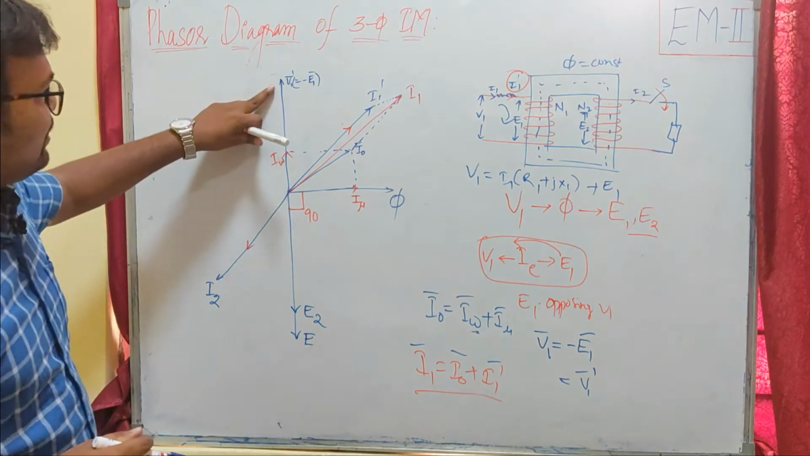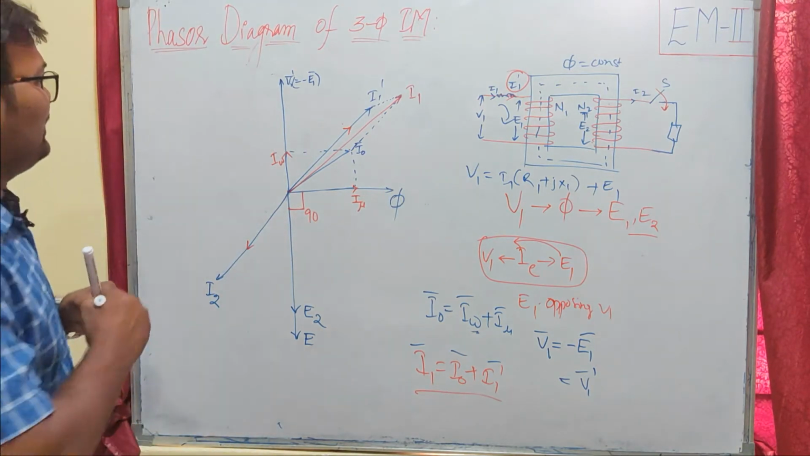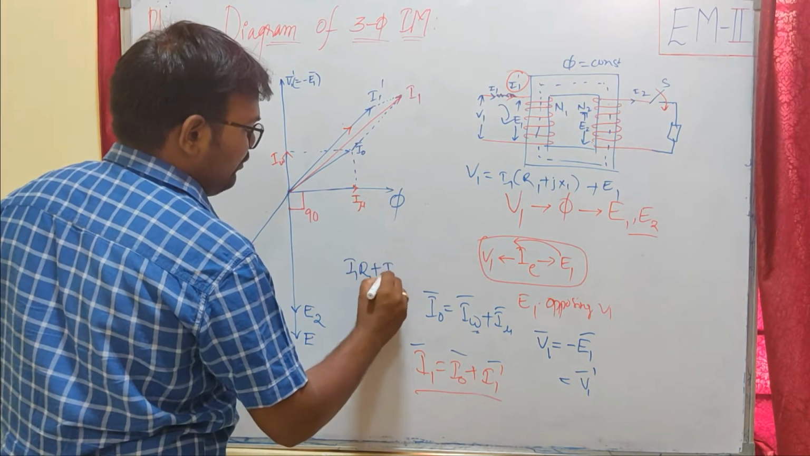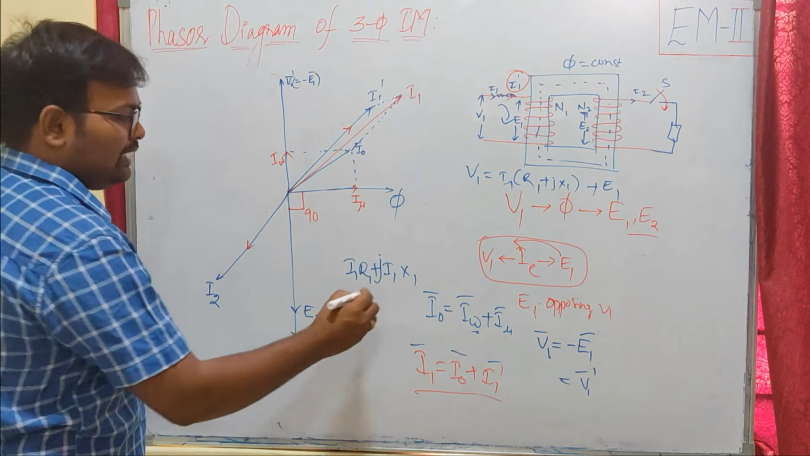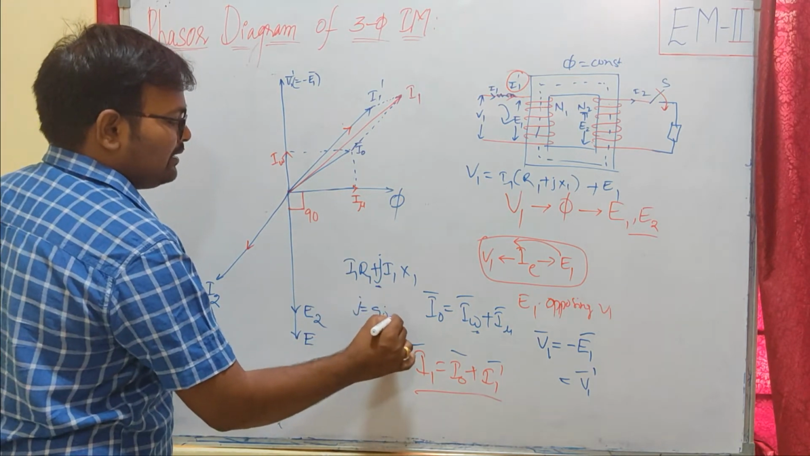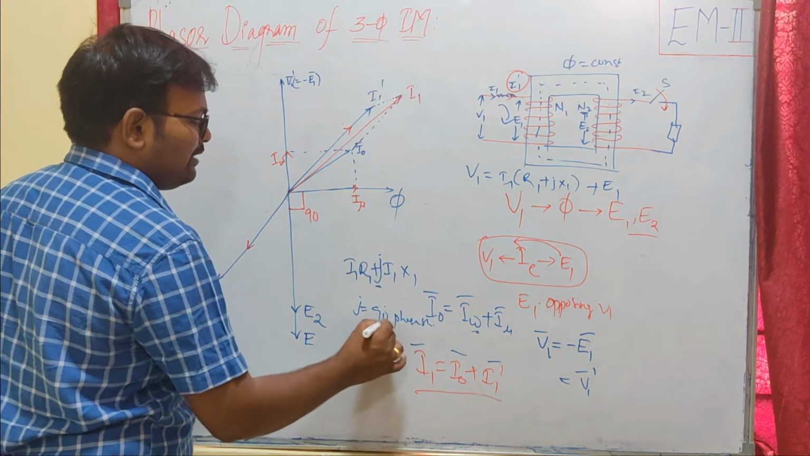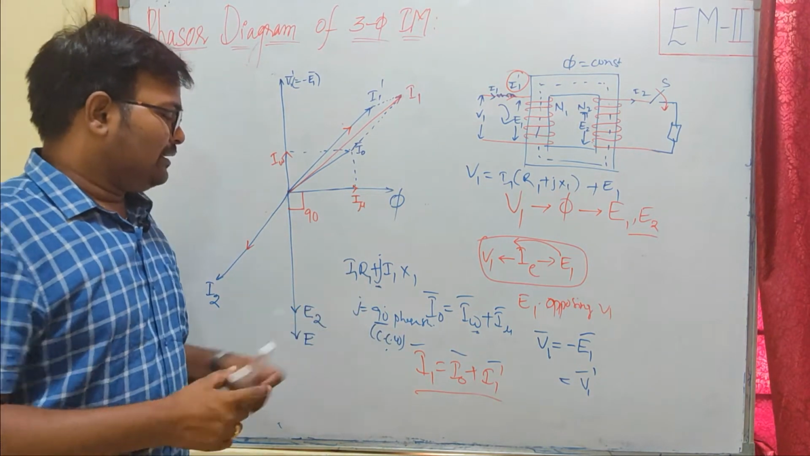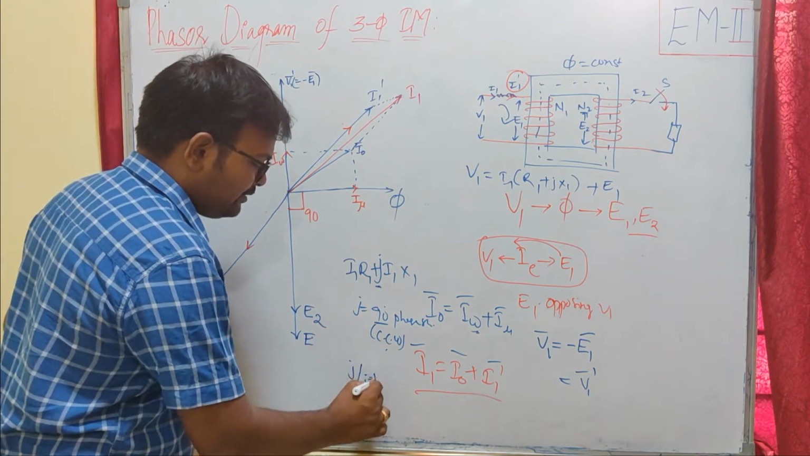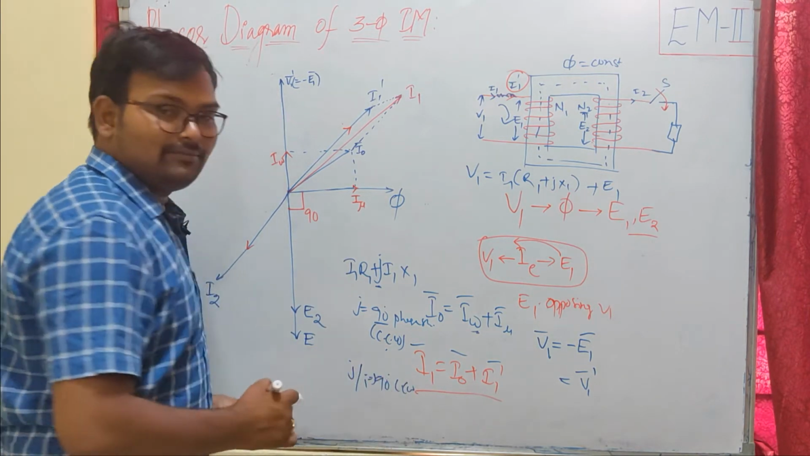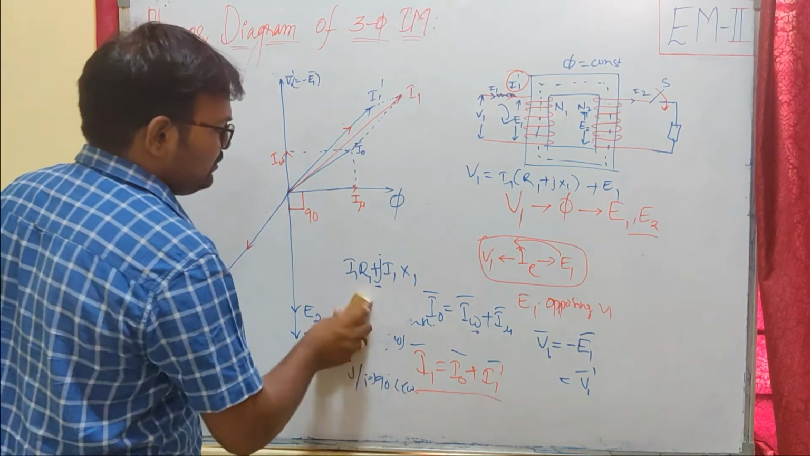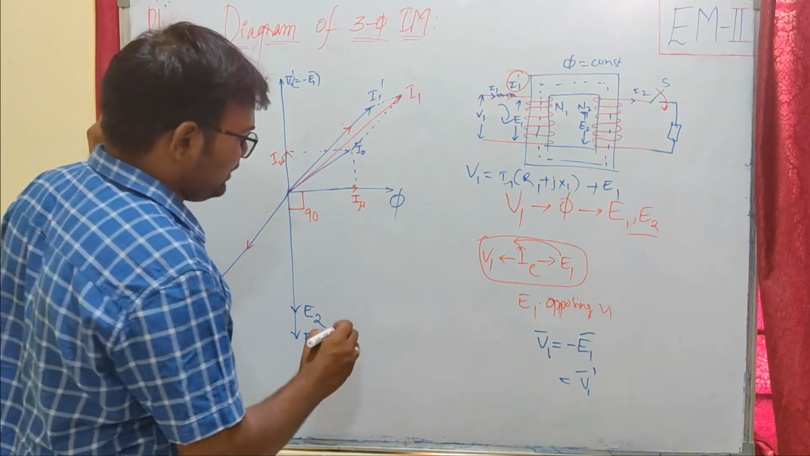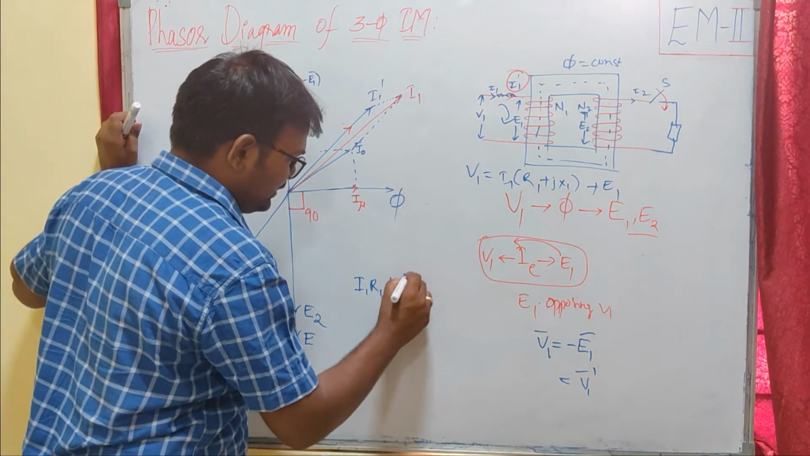That means I have E1 here, and I have to draw I1 R1 plus j I1 X1. Here the j operator will add a 90 degree phase shift in the counterclockwise direction. Remember this, the j operator will induce a 90 degree phase shift in the counterclockwise direction. I am going to draw the phasors for I1 R1 plus j I1 X1.